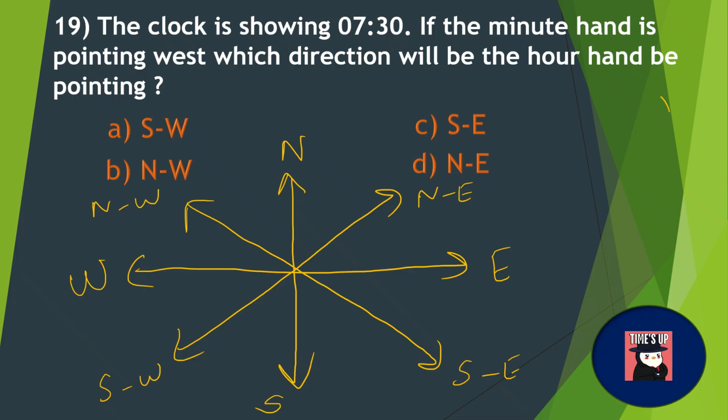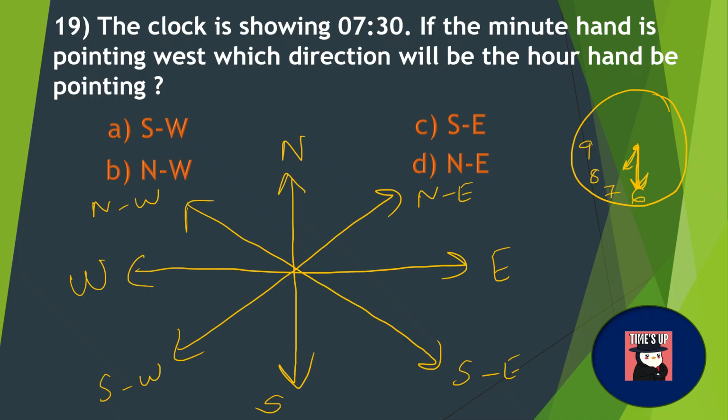Time is what? They are saying time is 7:30. So if I place 9 here, 8 and 7 and 6 here, my hour hand will be at 7 and my minute hand will be at 6. Correct?